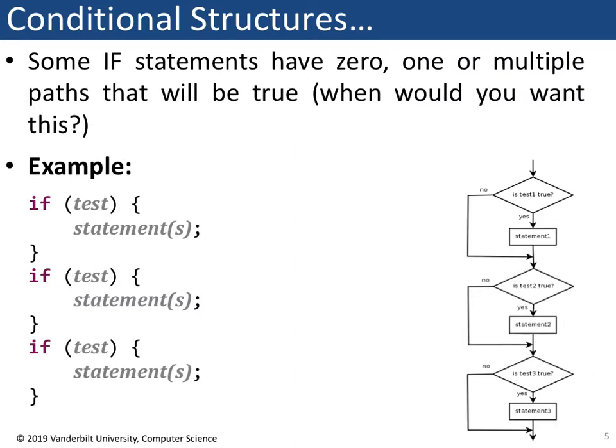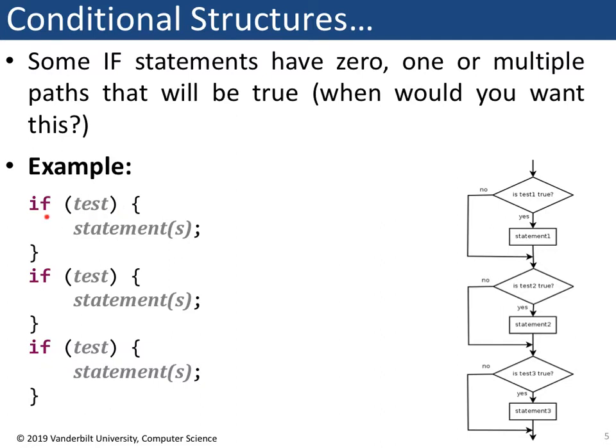So in the previous two if structures, we could not have multiple paths occur. We would not ever have a situation where multiple actions would occur, multiple statements would be executed. It was always 0 or 1. Well, in this if structure, we can have 0, 1, or multiple paths which are true, and therefore actions which are taken. So each of these if statements is independent.